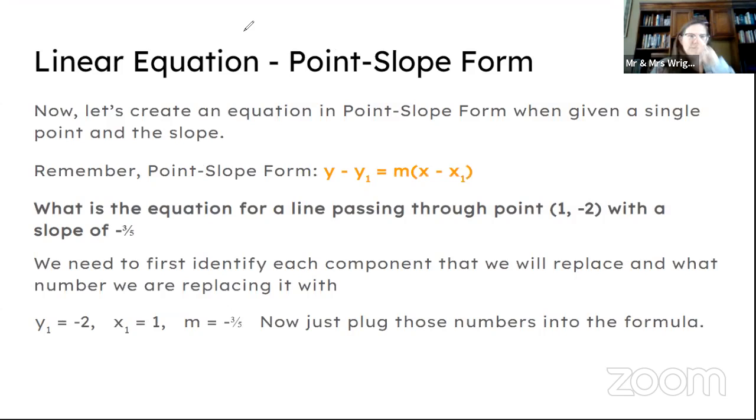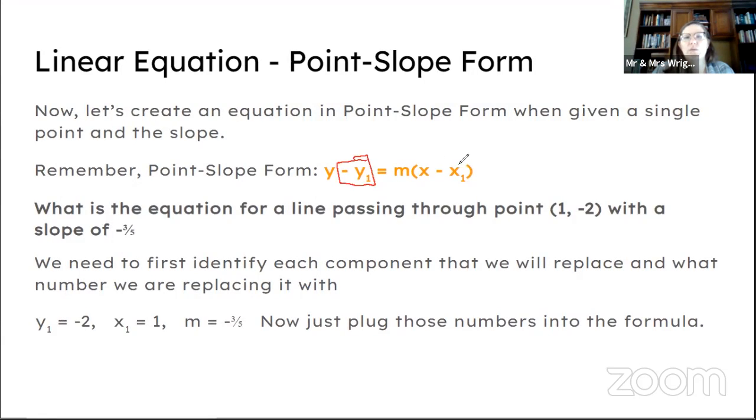Now, point slope form. Point slope form is a little bit more complicated. It looks scary, it looks daunting, but it's actually pretty easy. So here we have y minus y1 equals m times x minus x1. Now remember, the x and the y are going to stay exactly where they are. And so what we're looking to find is three numbers. We're looking for a y1, we're looking for an x1, and we're looking for an m. So we're looking for three numbers.